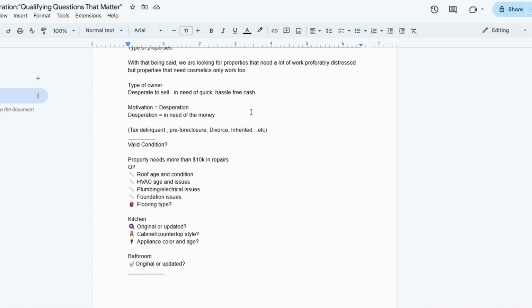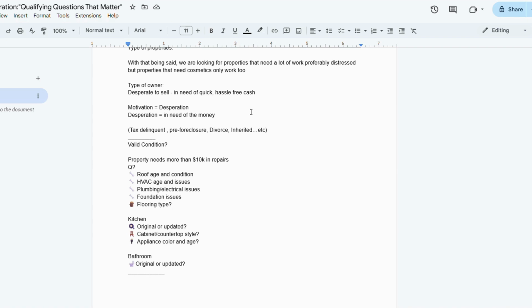Instead, ask them detailed questions. It shows that you are really interested in buying that property. It shows that you're not scamming them, not just your typical telemarketer trying to get information and hang up. You're actually interested in getting to know the details about the property. Questions you can ask are the rooftop age, the rooftop condition, HVAC age, if there are any issues with the HVAC, plumbing, electrical issues, foundation issues, flooring type around the house. When it comes to the kitchen, is it original or updated?